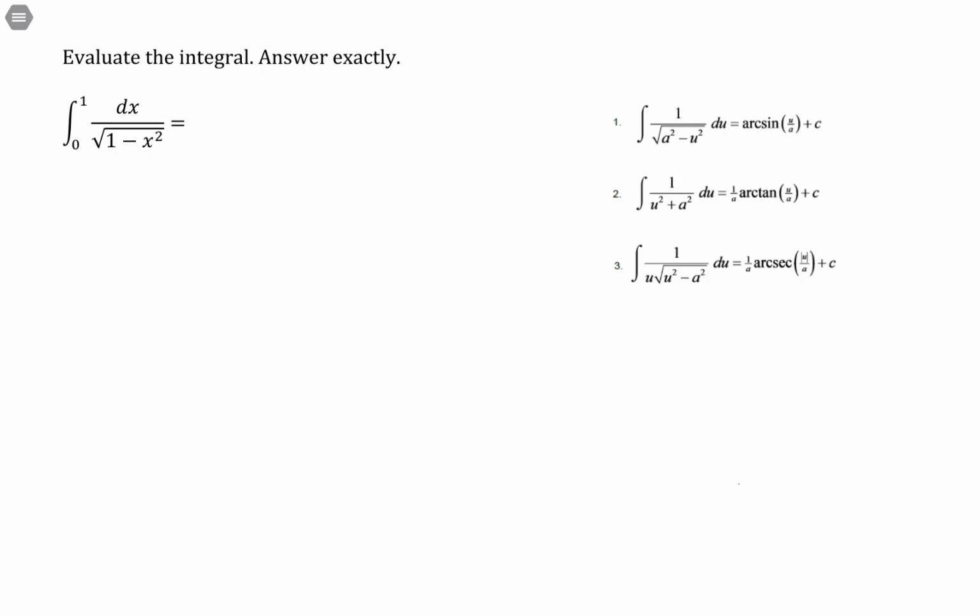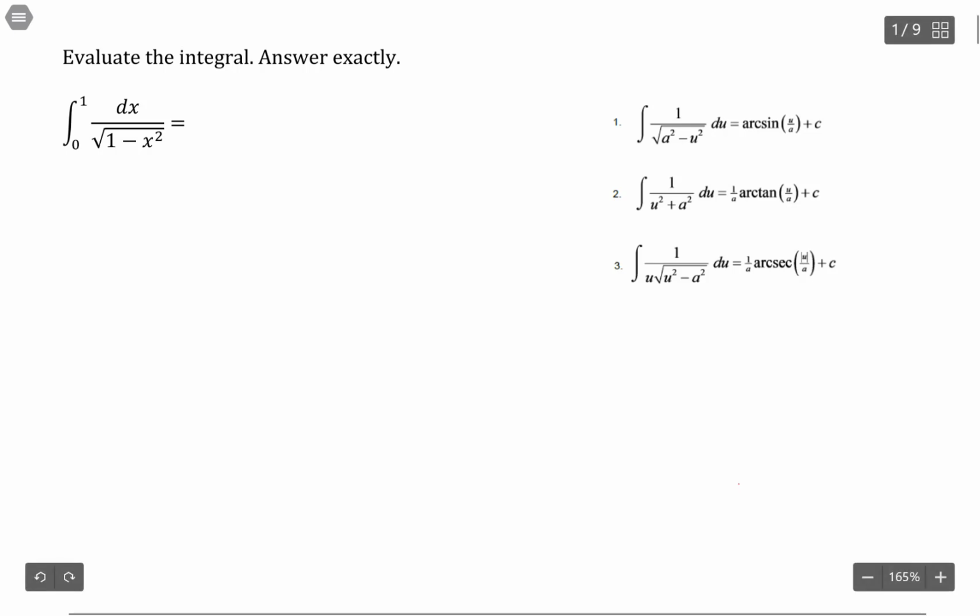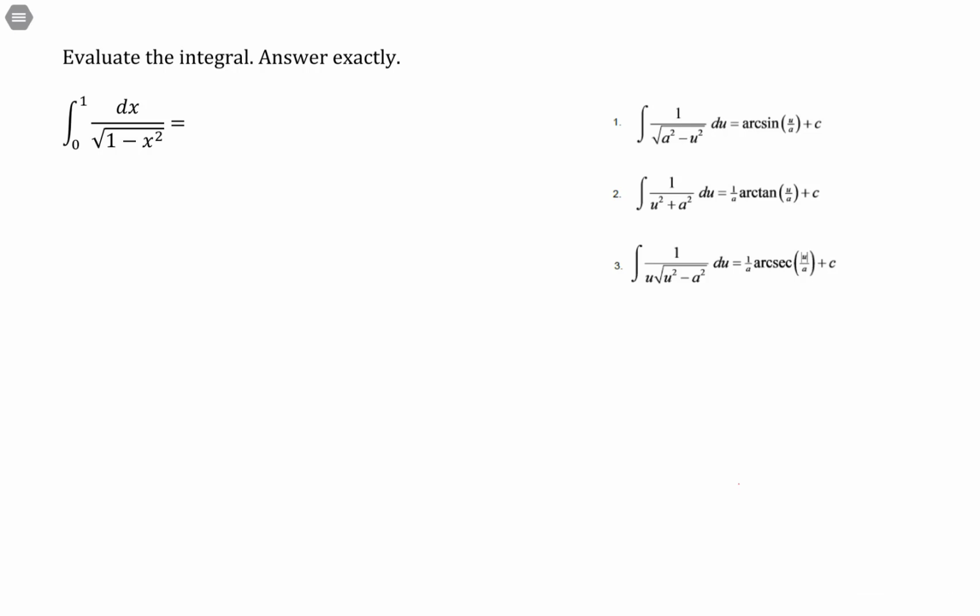So if you have the square root in the denominator of a constant minus a function squared, that is of the form ArcSine. So that's what we're going to use to integrate. And there's not a lot to this process once you recognize that. Here we just need to identify the constant a is equal to 1, and the function u is equal to x, because this is a squared minus u squared.